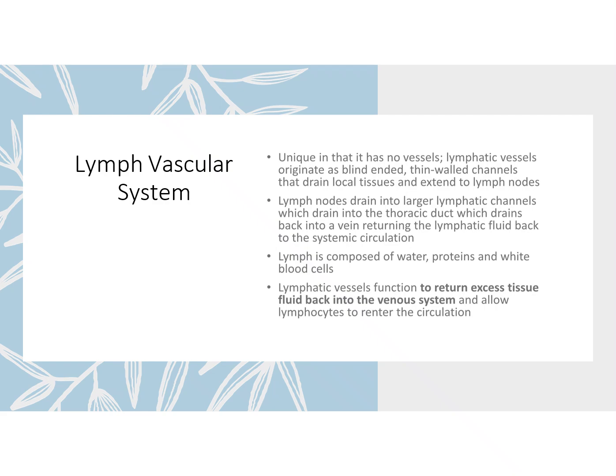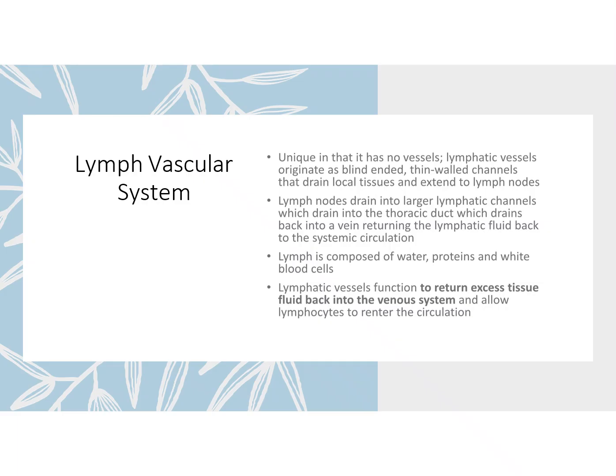These tiny lymphatic channels collect fluid from local tissues and carry it towards lymph nodes, where the fluid is filtered and immune surveillance takes place. From there, lymph nodes drain into larger lymphatic channels, which eventually converge into the thoracic duct. The thoracic duct empties lymph back into the venous system, effectively returning that excess tissue fluid to the systemic circulation. So it's not extra fluid, it's recycled fluid.